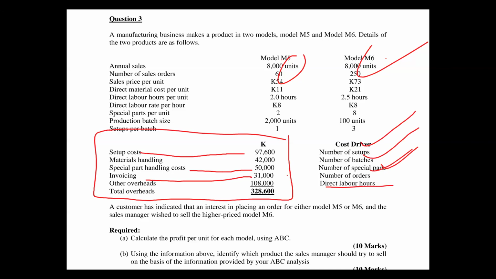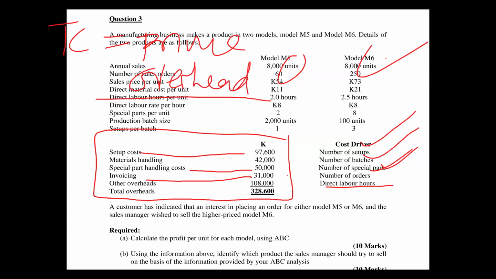This is the major thing that we are supposed to do. Remember, total cost is made up of what? Prime costs, which are all the direct costs, direct labor costs and direct material costs, plus overhead costs. When you add these 2 together, you get the total cost. So basically, this is what happens.